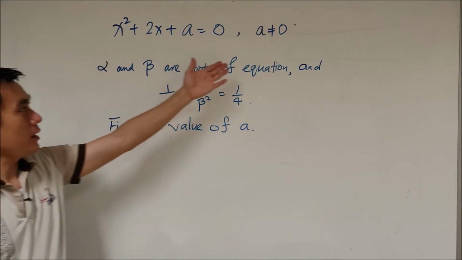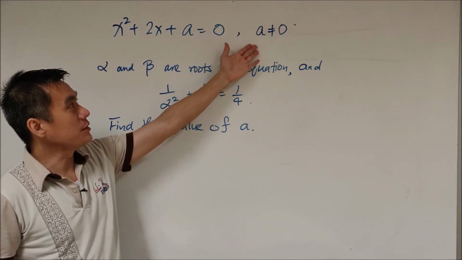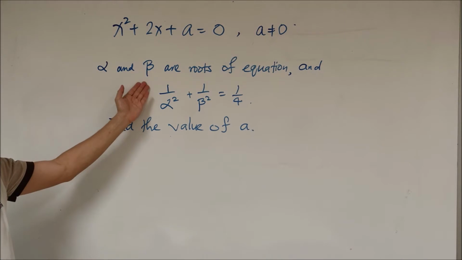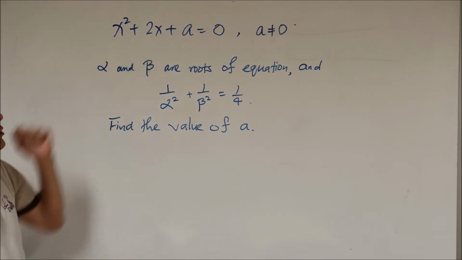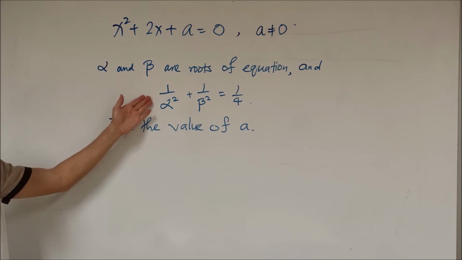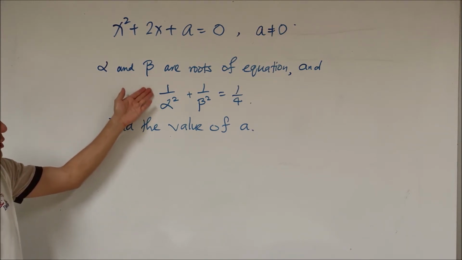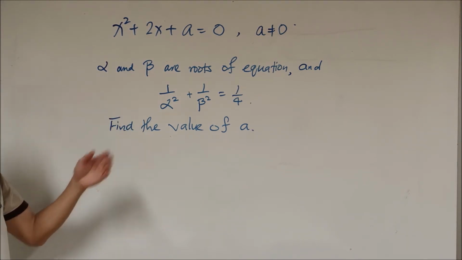As shown, a is a constant that is not equal to 0. Alpha and beta are the roots of this equation, x squared plus 2x plus a equals 0. 1 over alpha squared plus 1 over beta squared equals 1 over 4. Find the value of a.